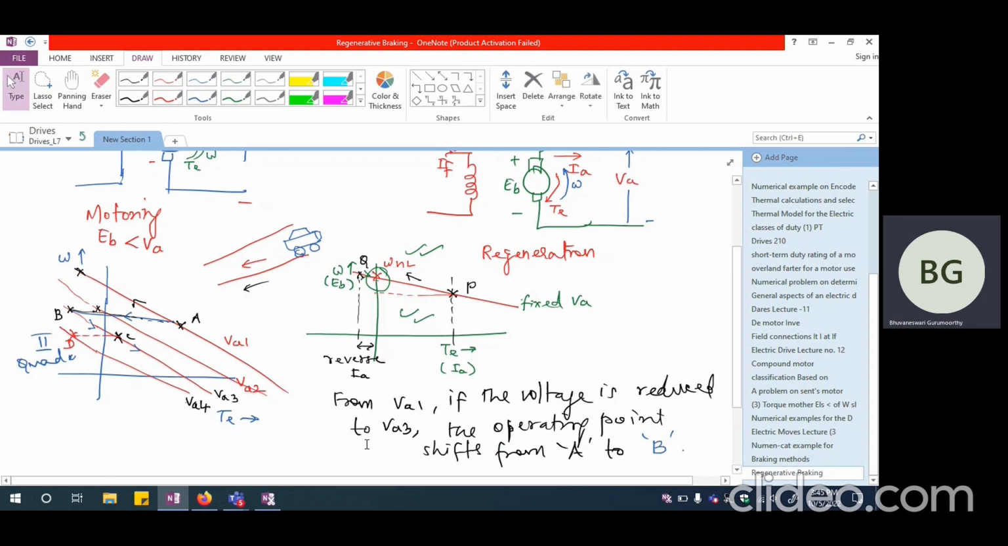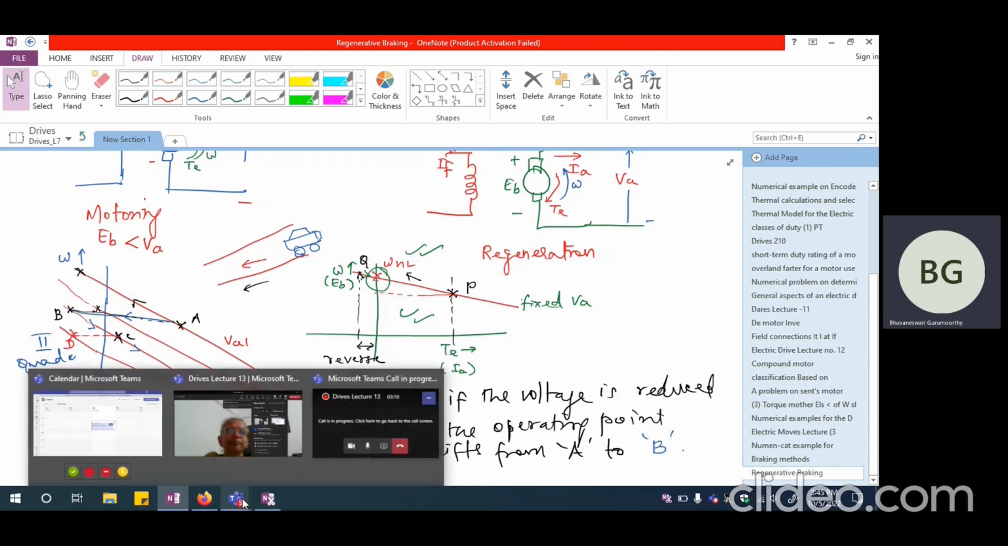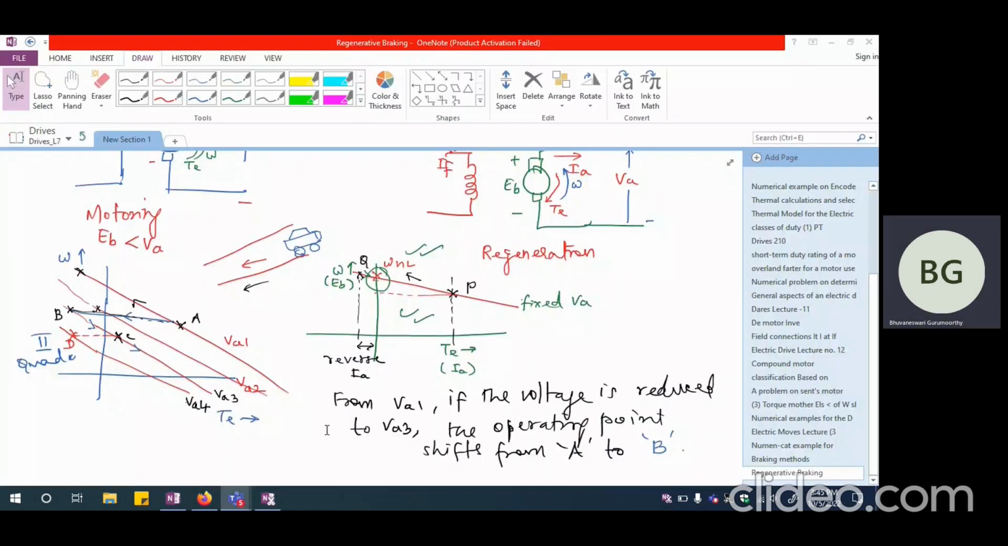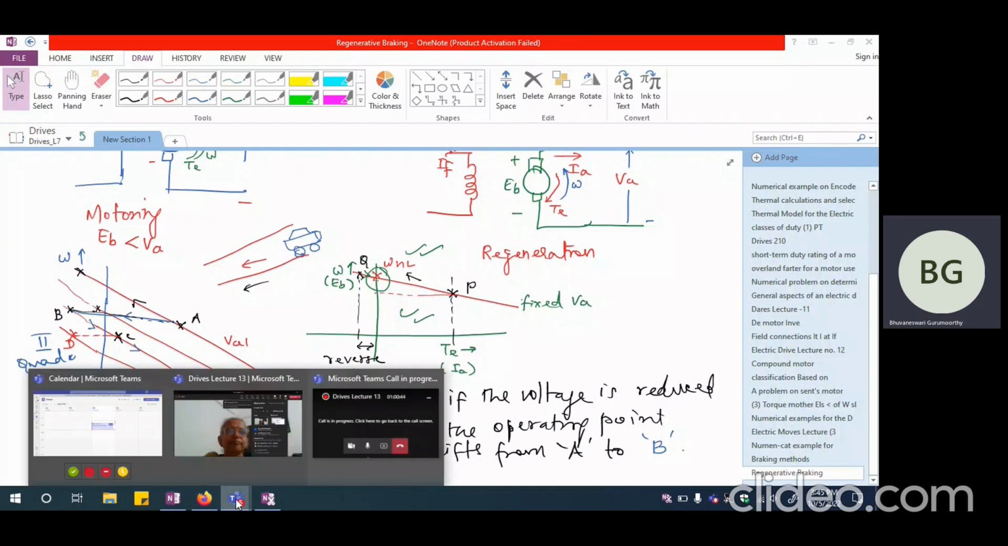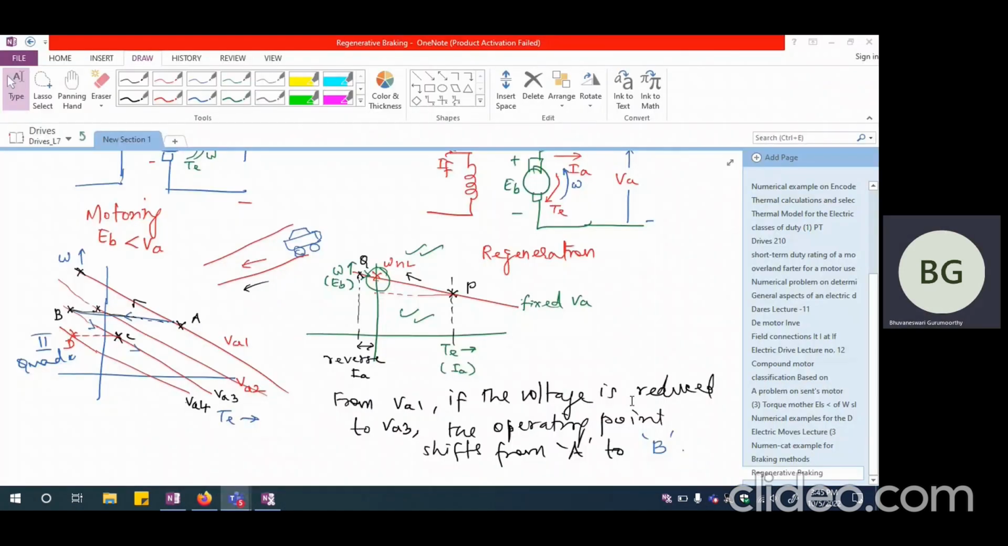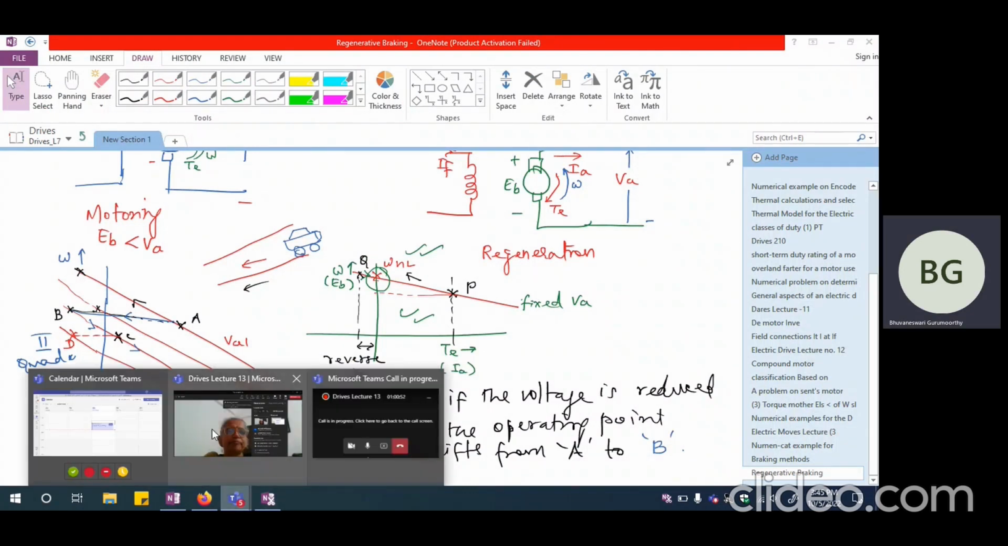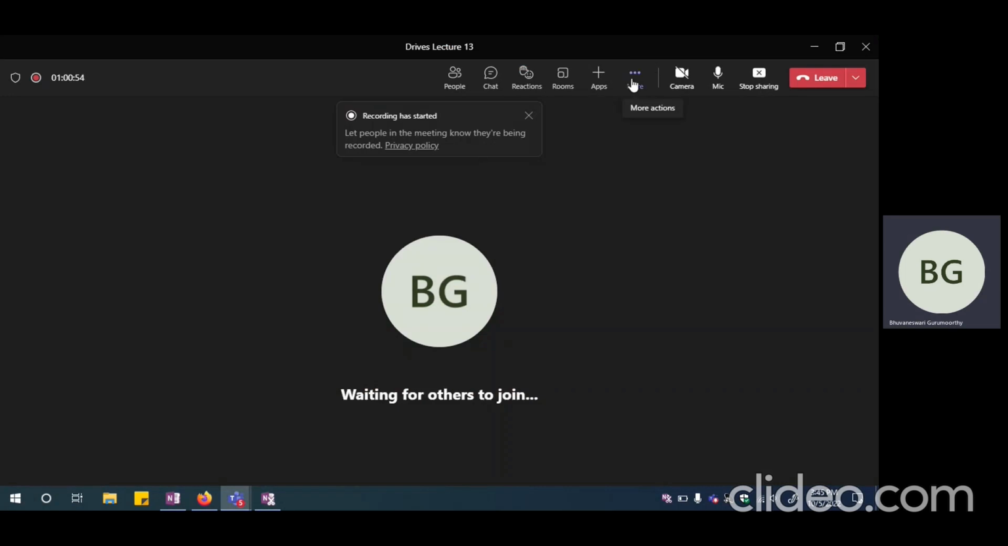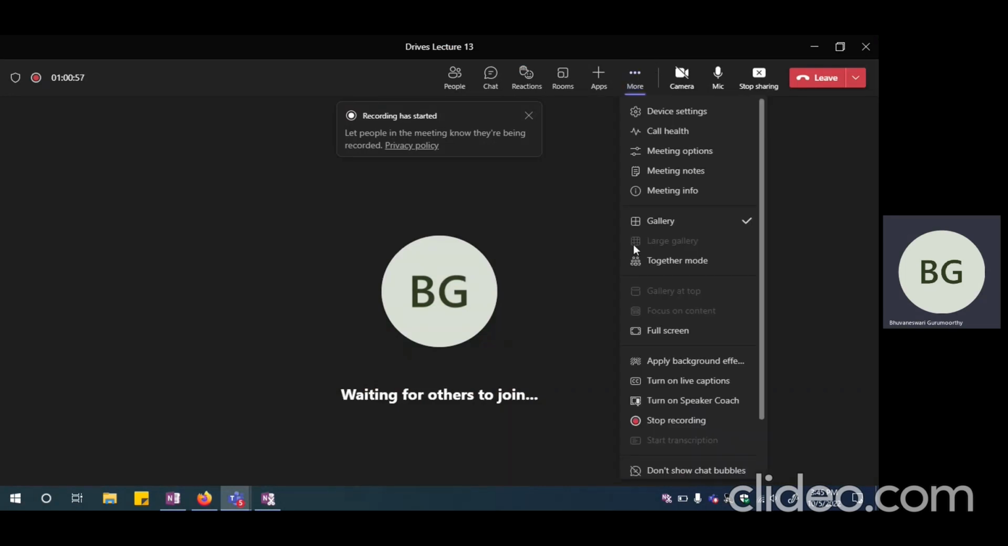We will further continue with the braking process in the next class. We will look at, first of all, regenerative braking of series motor drive. And after that, we will try to look at the dynamic braking and plugging as well.